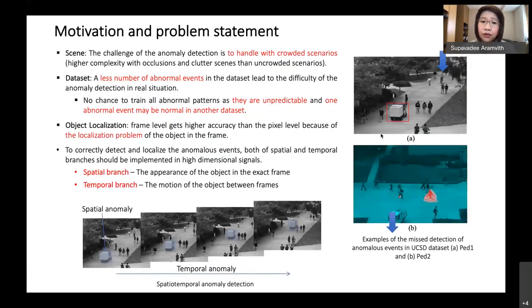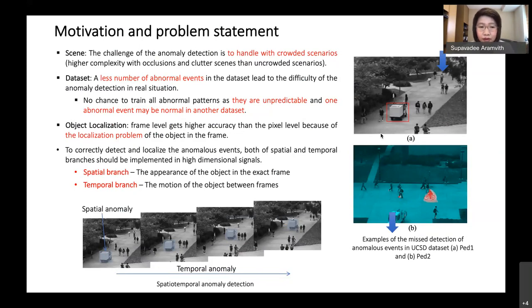The motivation and problem statement of our work is that we address the challenges of anomaly detection in crowded scenarios, which have high complexity with occlusion and clutter compared to uncrowded scenarios. Typically there are fewer abnormal events in the data set, so we have less chance to learn a variety of events. It is also useful to do research so that we can learn from real-time scenes. Another challenge is object localization: how can we get the object that we later classify as the anomaly? That is the localization problem.